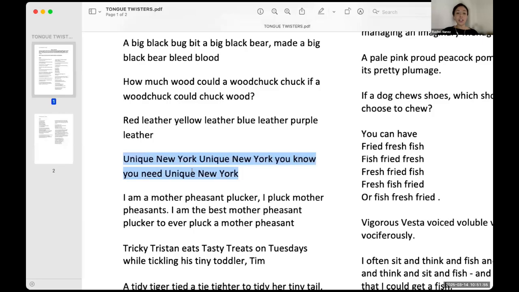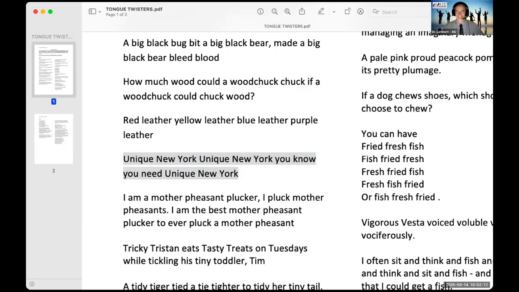Unique New York, unique New York, you know you need unique New York. This one's hard for me. Unique New York, unique New York, you know you need unique New York. Who would like to try that one? Raise your hand. Justine, are you ready to go?